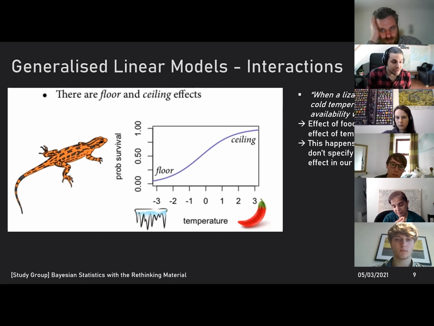So even though we haven't specified an interaction effect between these two variables in our model, just by virtue of what's happening in the data and with our constrained functions, we will get to these floor and ceiling effects, at which one parameter or multiple may have such a big impact that the impact of other variables just drops out completely.